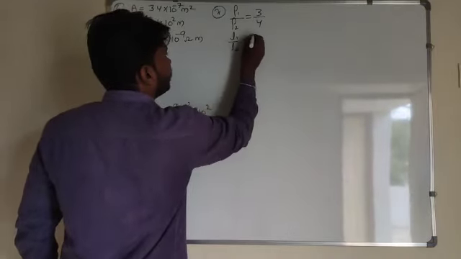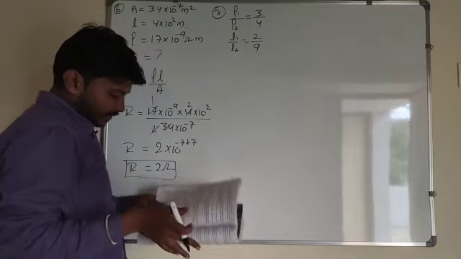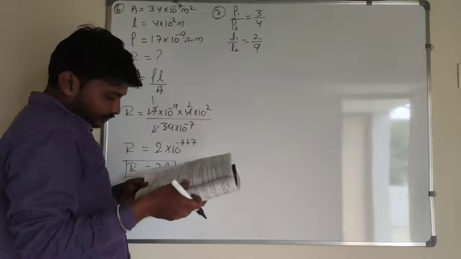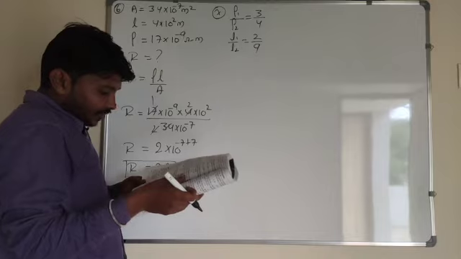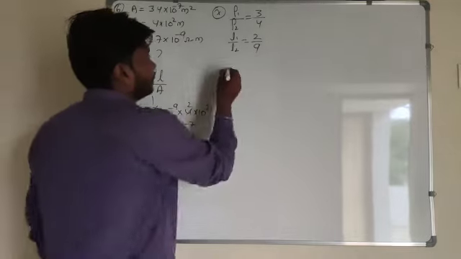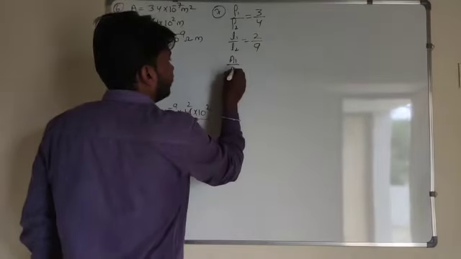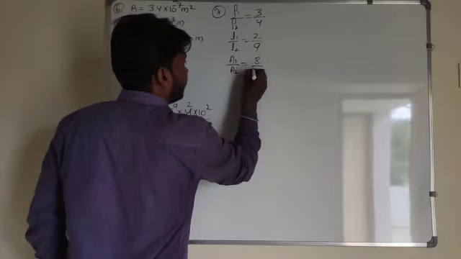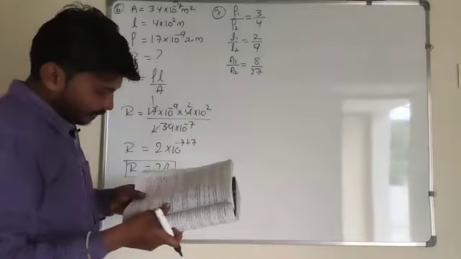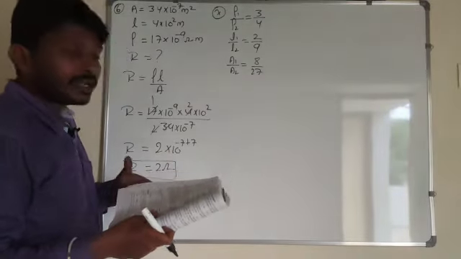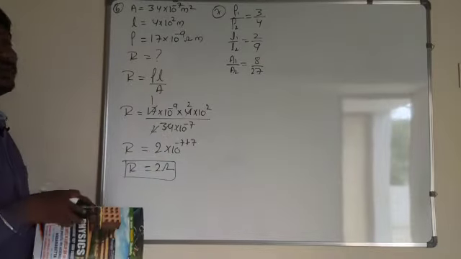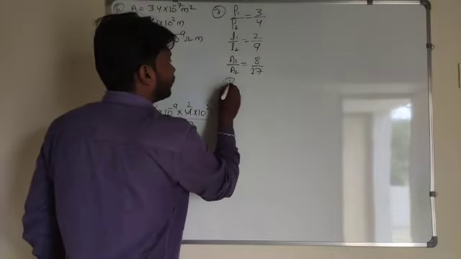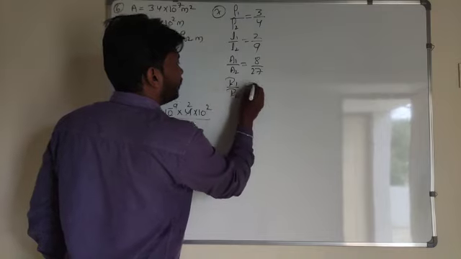L1 by L2 is 2:9 here, and their area of cross section is 8:27. A1 by A2 is 8:27 here. The ratio of the resistance of the wire is, which thing I need to find out here? Ratio of their resistance of the wire.